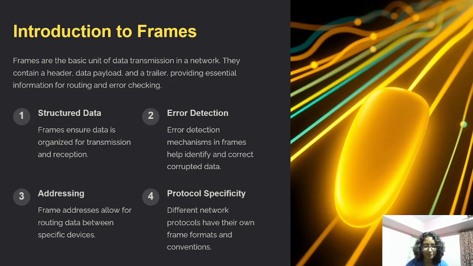Structured data. Frames ensure data is organized for transmission and reception. Error detection. Error detection mechanisms in frames help identify and correct corrupted data. Addressing. Frame addresses allow for routing data between specific devices. Protocol specificity. Different network protocols have their own frame formats and conventions.